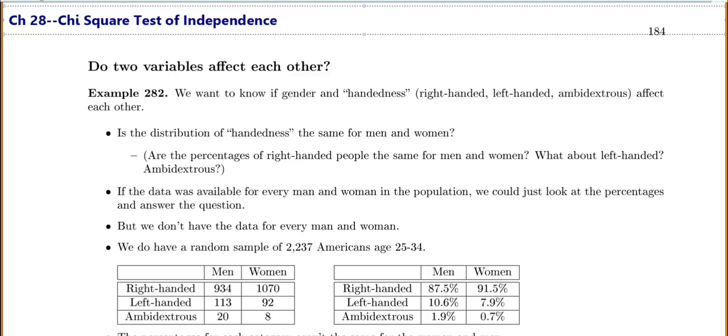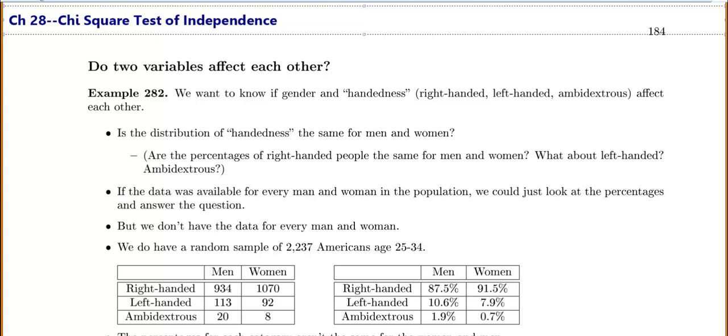In Chapter 28, we're now going to talk about the chi-square test of independence. This test is used to answer the question of, do two variables affect each other? So for example, let's say we want to know if gender and handedness, being right-handed, left-handed, or ambidextrous, affect each other.